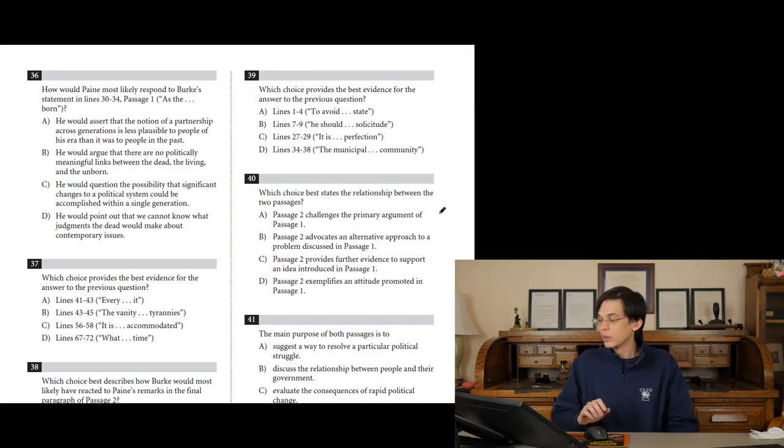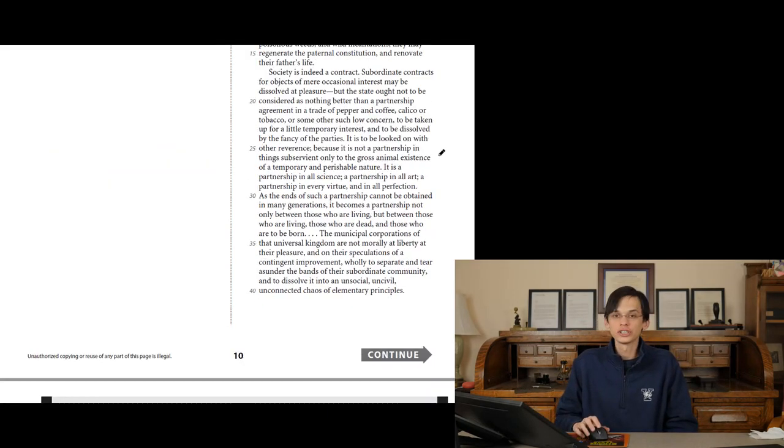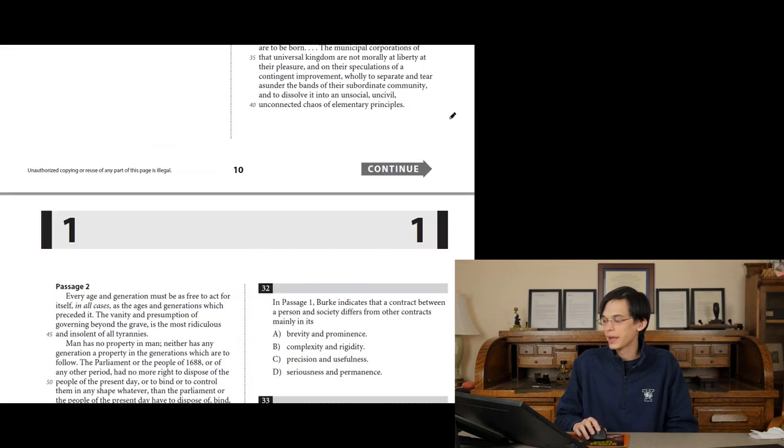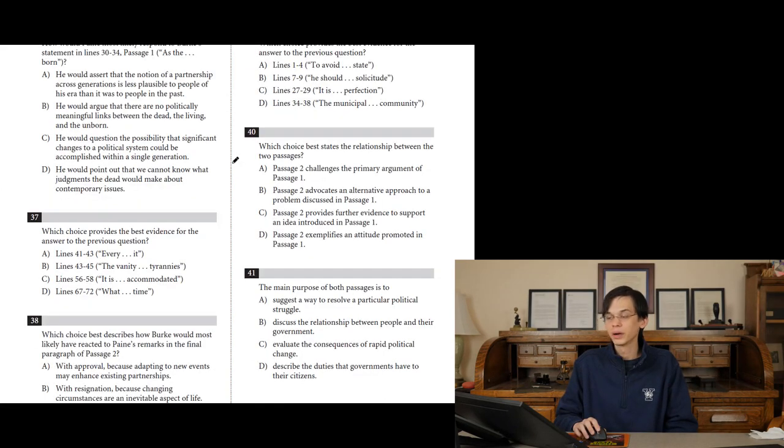Passage 1 was from Edmund Burke, and Edmund Burke says, don't change government just because you want it. The relationship between a citizen and his government is very precious, and that relationship is based on the living, the dead, and the unborn. So it's precious and sacred. Thomas Paine, passage 2, what does he say? The government only exists for the present. It only exists for the living. The dead play no role in it, and the yet to be born play no role in it. So they're opposing in their beliefs.